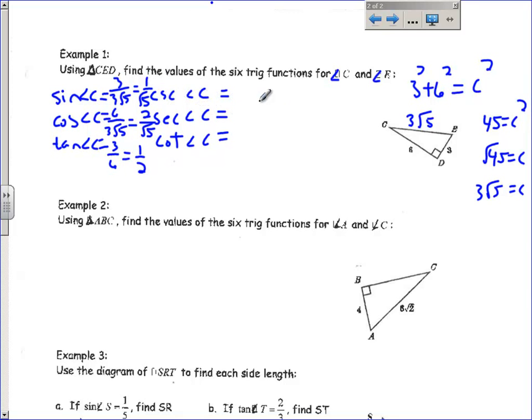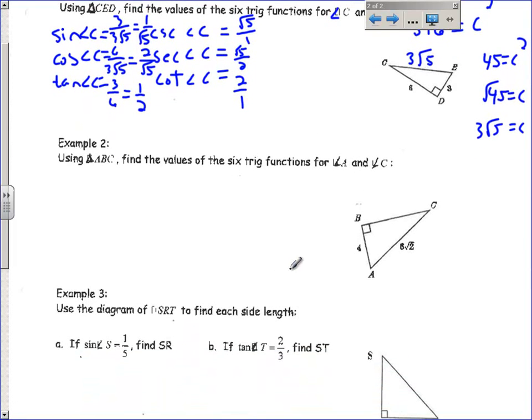Now the cosecant will be the sine flipped over, so that's the square root of 5 over 1. The secant would be the square root of 5 over 2, because that's the reciprocal of cosine, and the cotangent would be 2 over 1. You can do the same thing for E. I'm not going to write that down and waste our time here.